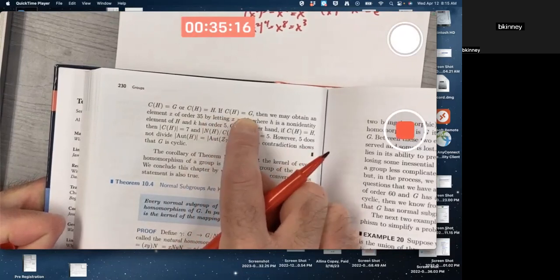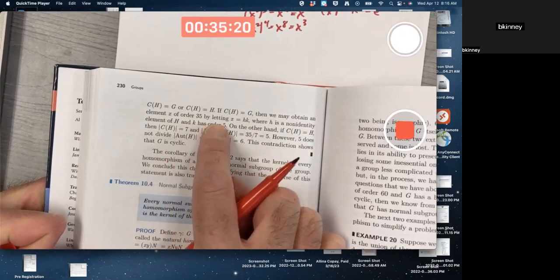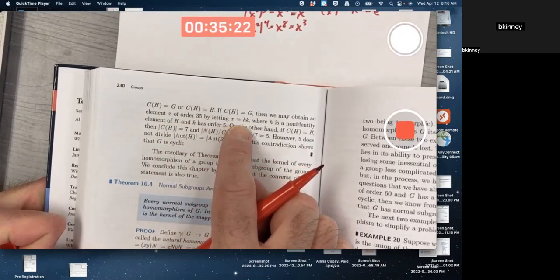If the centralizer is all of G, we may obtain an element of order 35 by letting H equal H, X equal HK, where H... that sounds like it needs verification.